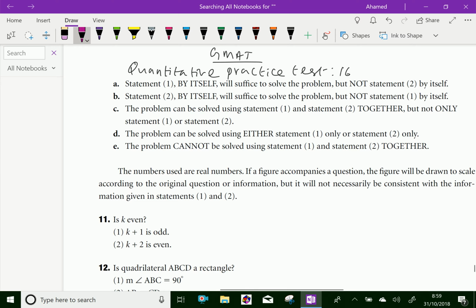Before that, statement 1 by itself enough means that is option A. Statement 2 by itself enough to solve the problem, but not 1 is the option B. Option C is the two statements together we need to solve this problem. Option D is the problem can be solved by using either statement 1 only or statement 2 only. E, the problem cannot be solved. Now look at this question here.